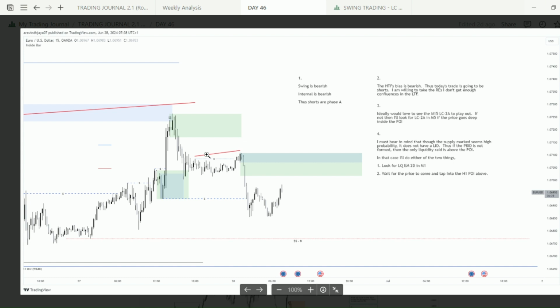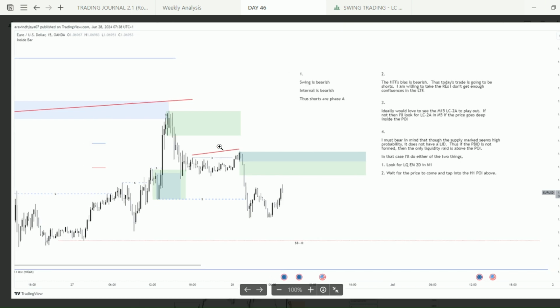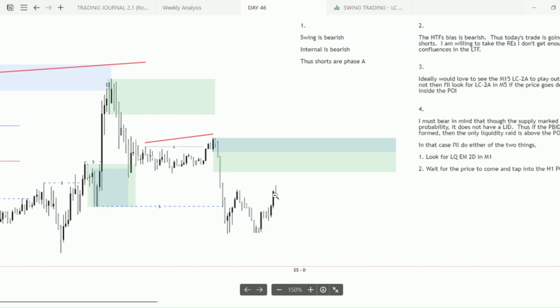It's simply the liquidity purge that I'm talking about. I'll be looking for a liquidity purge using M15 within this H1 POI. If it doesn't happen and the price goes deep into the H1 POI, then I'll be switching to M5. Then I'll be looking for an M5 liquidity purge within this M15 POI right at the top.